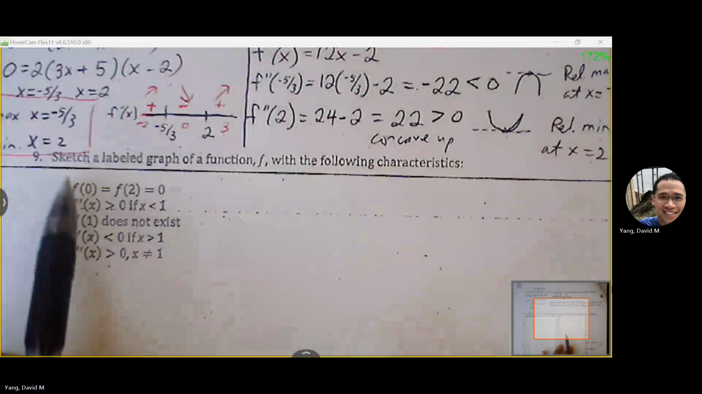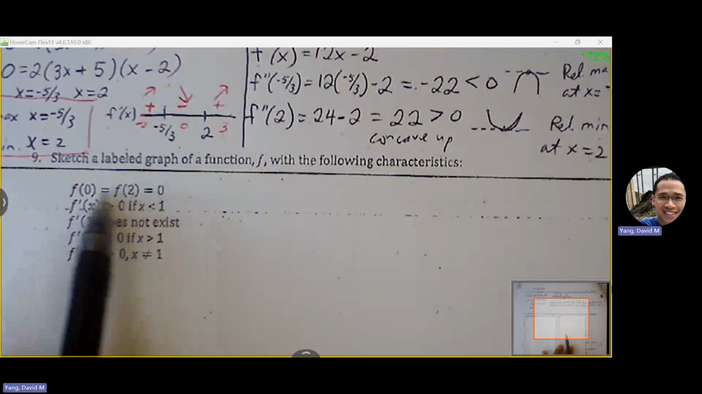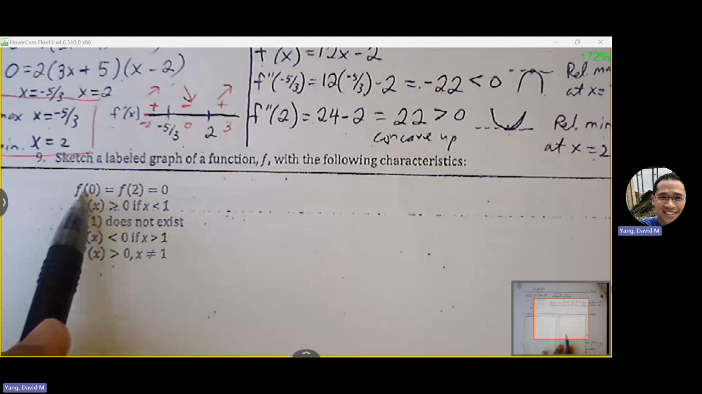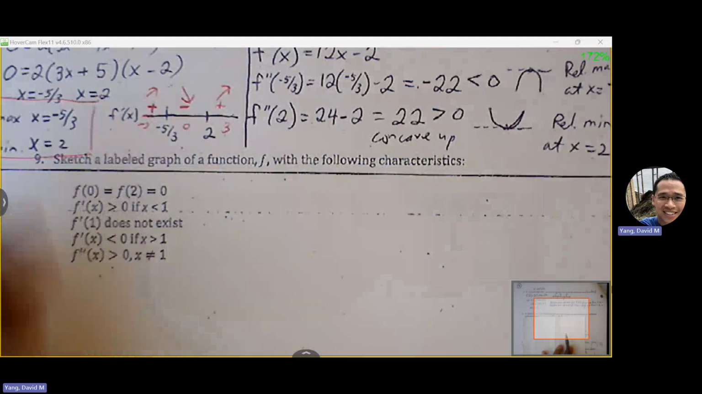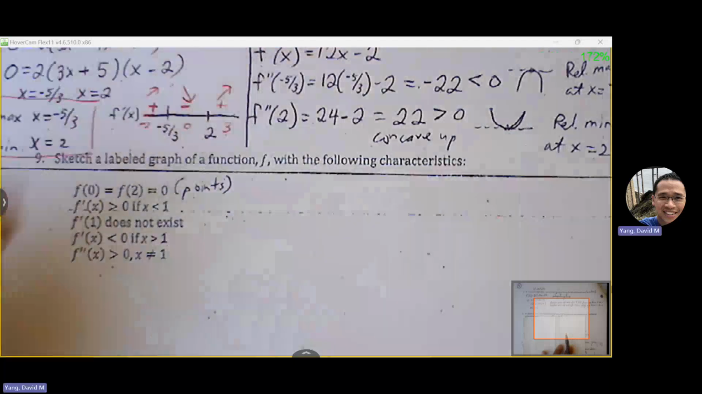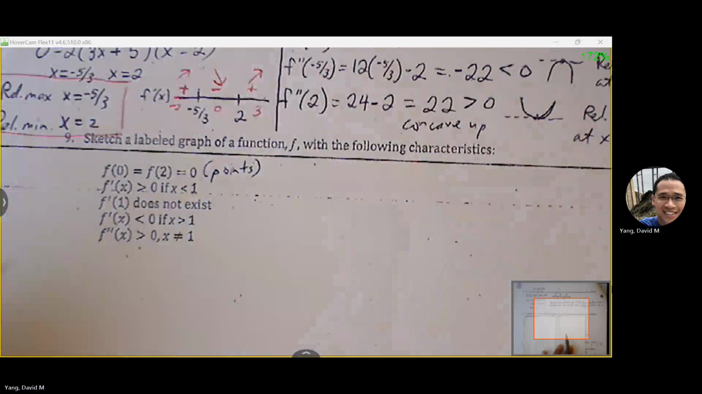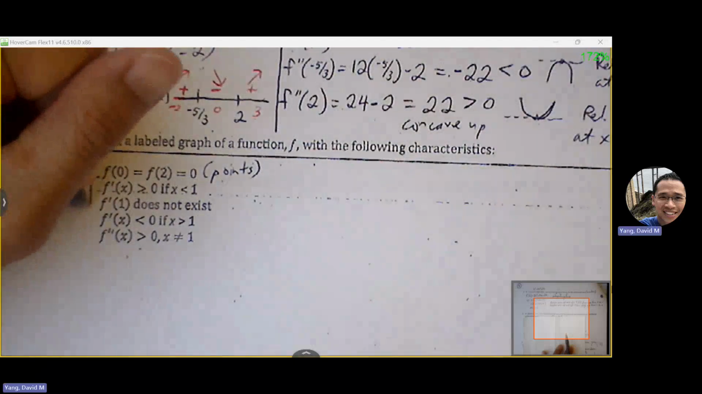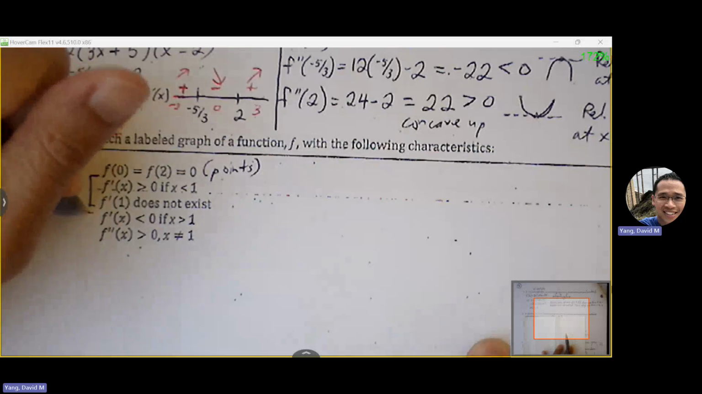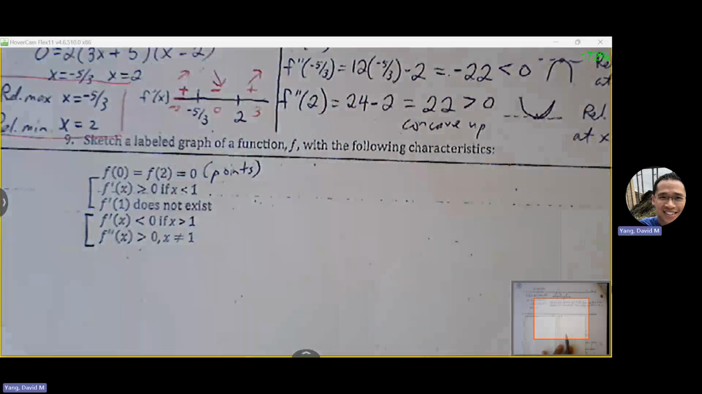Okay. So f of 0 equals f of 2 equals 0. These are just ordered pairs. I can just go ahead and plot these points on the graph. I don't need to put this on the slope sign line. These are just physical points on my graph. We'll kind of anchor my graph a little bit. The second and third statement will give me information about my f prime sign line. And then my third and fourth and fifth statement will give me information about my concavity sign line.